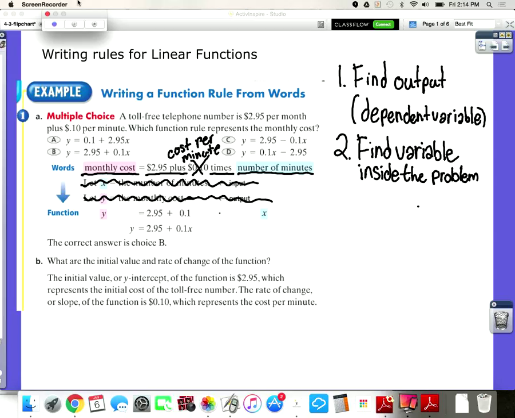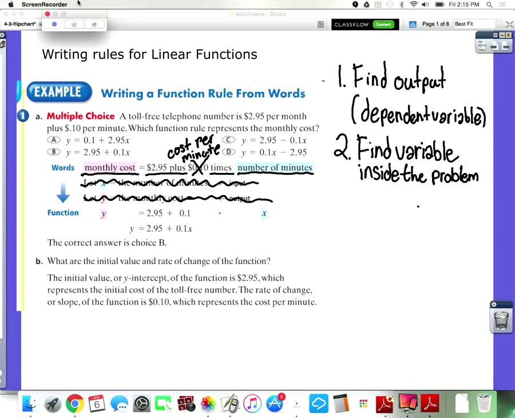Because then you'll know that the y-intercept is what? What's the y-intercept? The y-intercept is 2.95, and then I would know that the slope is what, Courtney? The slope is not 0.1x, it's just 0.1. And what does that mean on my graph? That means every time I go up 0.1, I'm going to go to the right 1 minute. So every time it goes up 1/10, it goes to the right 1. That's what that means.